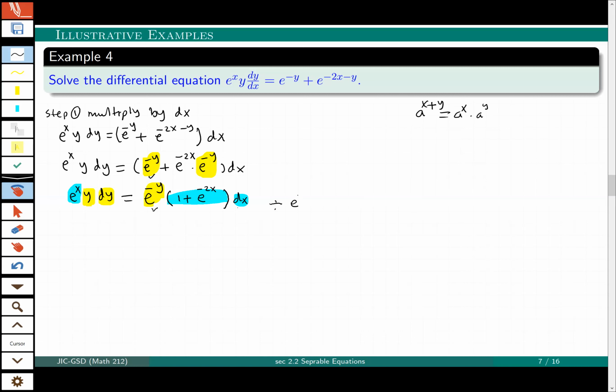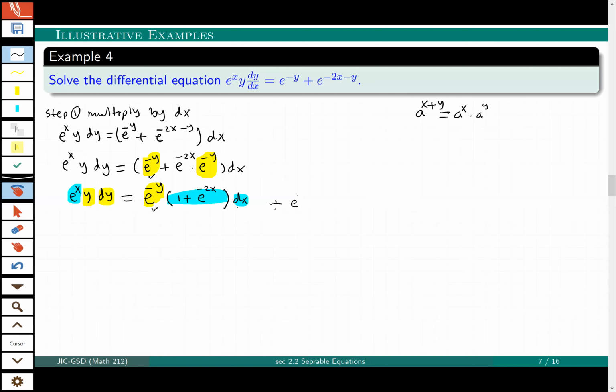When we divide both quantities, these are cancelled now, and e raised to the power x would cancel with e raised to the power x. This means after simplification, this one can go outside. It would be y times e to the power y dy.